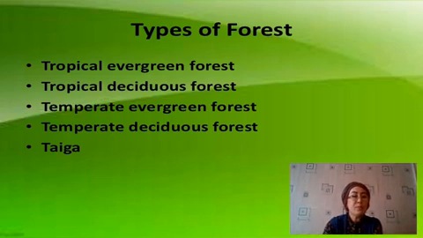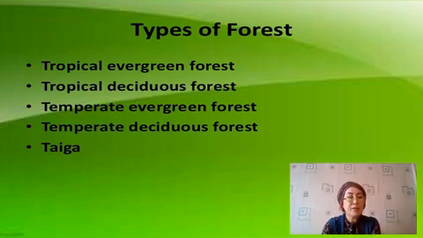Types of forests. Tropical evergreen forest, tropical deciduous forest, temperate evergreen forest, temperate deciduous forest, and taiga.